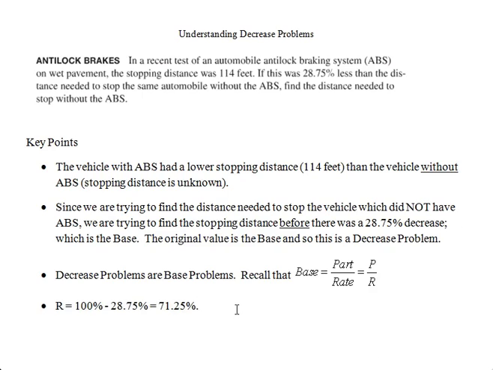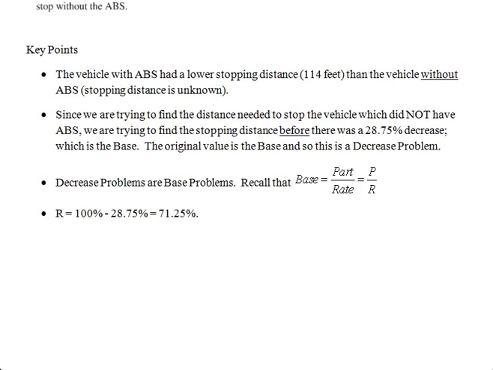Now, how do we get the rate? Well, if you recall, with an increase problem, we took the actual rate and added it to 100%. So with decrease problems, we're actually going to do the opposite. We're going to take the given rate and subtract it from 100%. So that's a key difference between increase problems and decrease problems. With decrease problems, you subtract the given rate from 100%. So in this case, the rate we will use is 71.25%.